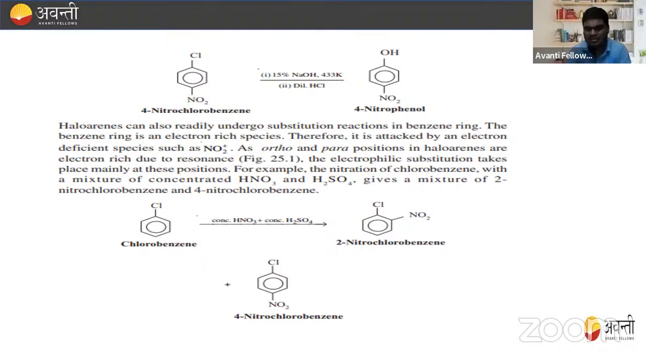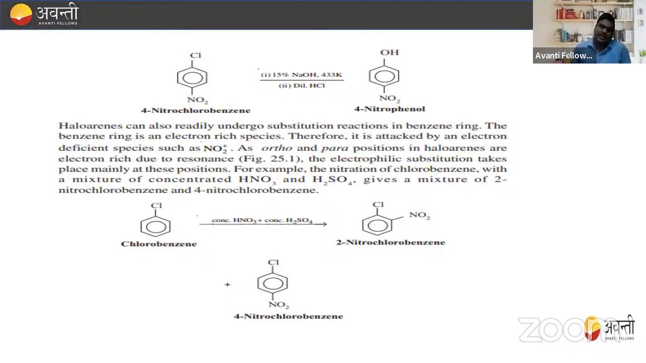Haloarenes can also readily undergo electrophilic substitution reactions in the benzene ring. The benzene ring is an electron rich species, therefore it is attacked by an electron deficient species such as NO2+. The ortho and para positions in haloarenes are electron rich due to resonance, so the electrophilic substitution takes place mainly at these positions. For example, the nitration of chlorobenzene with a mixture of concentrated HNO3 and H2SO4 gives a mixture of 2-nitrochlorobenzene and 4-nitrochlorobenzene.